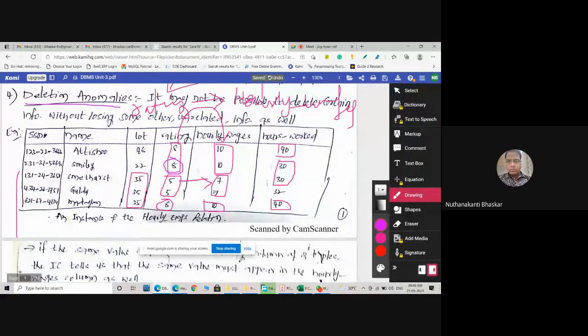If I want to delete this record also, 3 records are going to be deleted. If I want to insert something, redundancy is already there. So these are the problems, along with the storage problem.